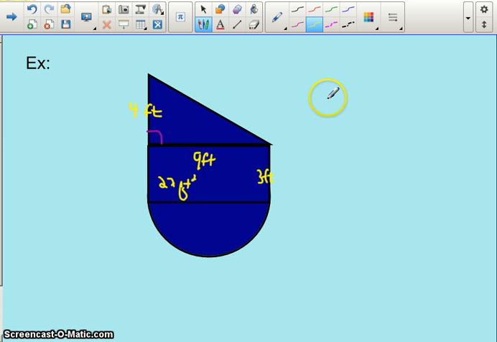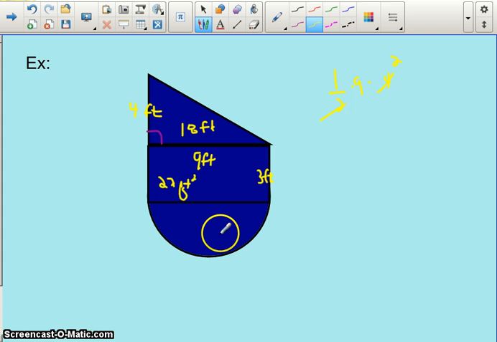And then the top little triangle, remember that's 1/2 base times height. The base is 9 and the height is 4. If I cancel out the 4 with the 1/2, that's going to leave me a 2. 2 times 9 looks to be 18 feet squared.